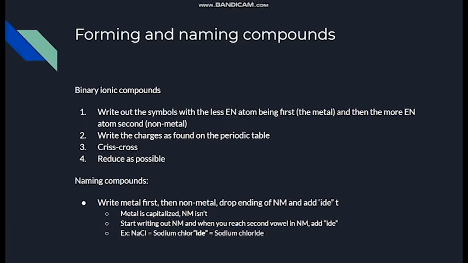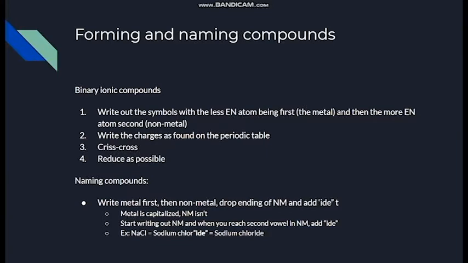For binary ionic compounds, the steps to naming them and forming the compound are as follows. Write out the symbols with the less electronegative atom first, the metal, and then the more electronegative atom after that, the nonmetal. You write the charges as you found on the periodic table. We'll be going back to that quite a bit. Then we do a crisscross method, which I'll show you in the next slide, and we reduce as much as possible, and I'll show what this means as well.